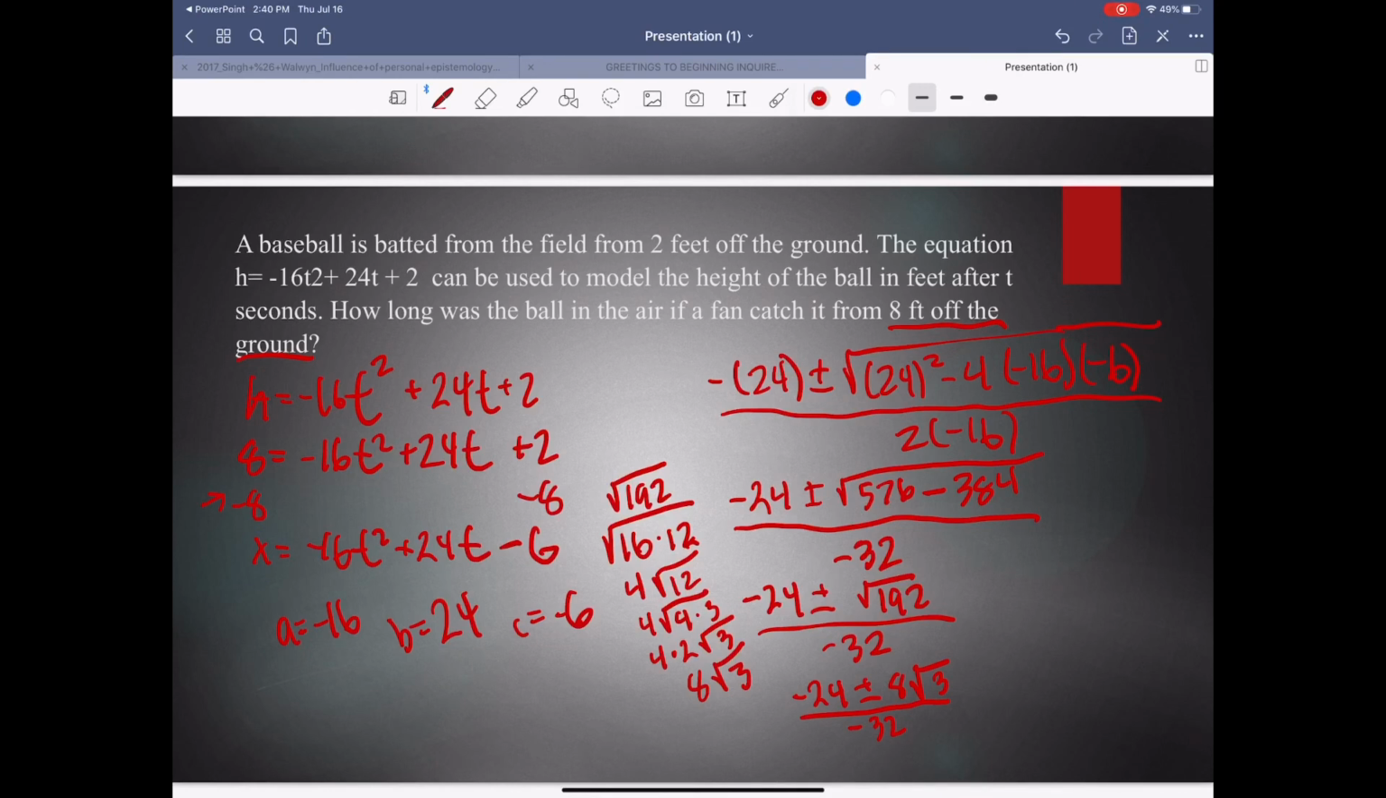Now you can simplify this some more. The biggest number that divides 24, 8, and 32 is 8. So this will simplify to negative 3 plus or minus 1 square root of 3, if you want to write the 1, divided by negative 4. And then if you want to break it up and simplify it some more, you end up with 3 over 4 plus or minus 1 square root of 3 divided by negative 4.